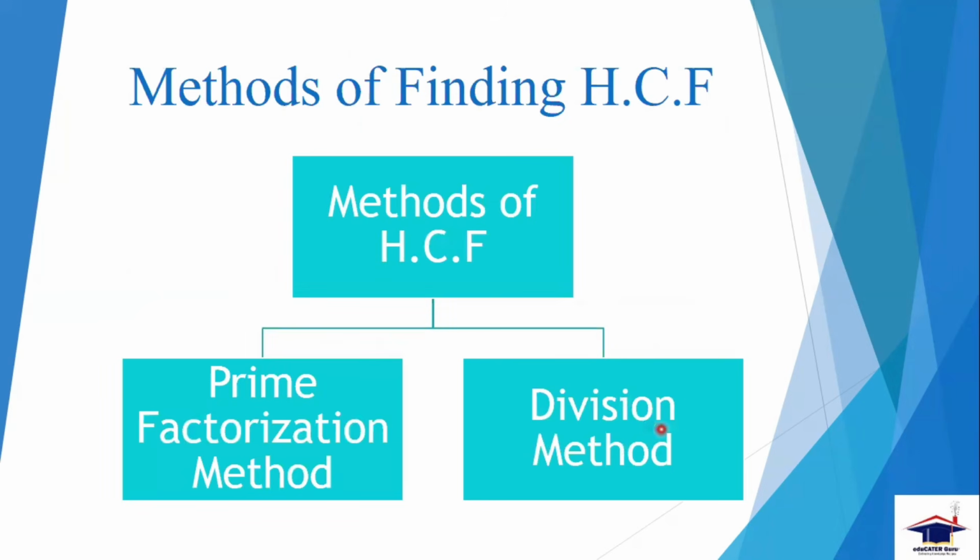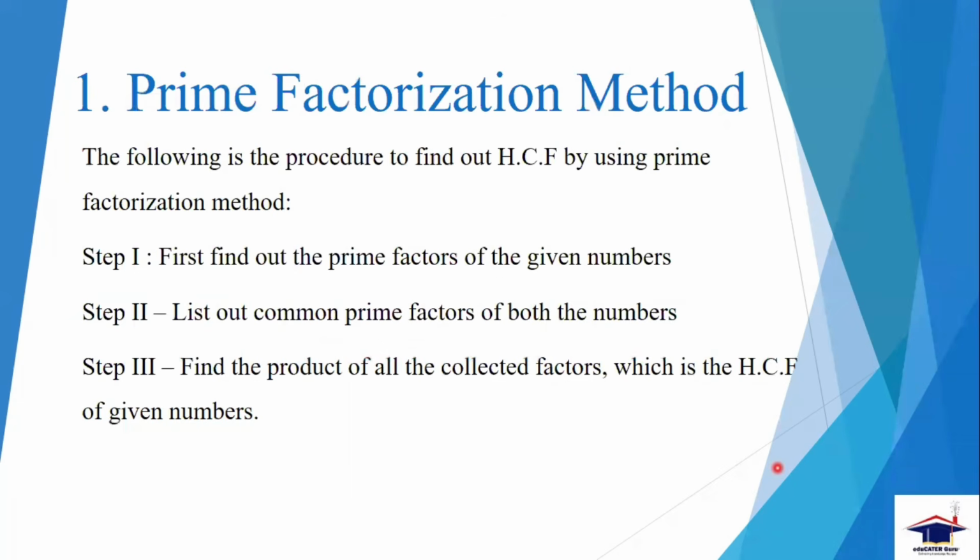In HCF also we have 2 methods of finding. One is prime factorization method. The second one is division method. Let us see one by one. Prime factorization method. The following is the procedure to find out HCF by using prime factorization method. Step 1. First, find out the prime factors of the given numbers. Next, list out common prime factors of both the numbers. Then find the product of all the collected factors, which is the HCF of given numbers.